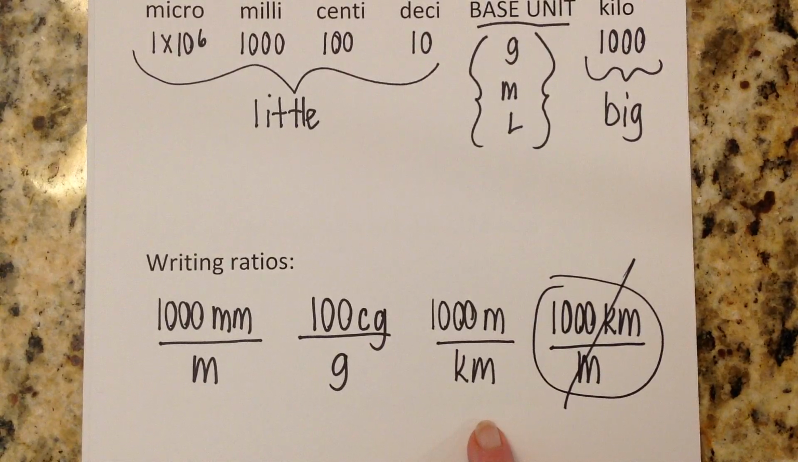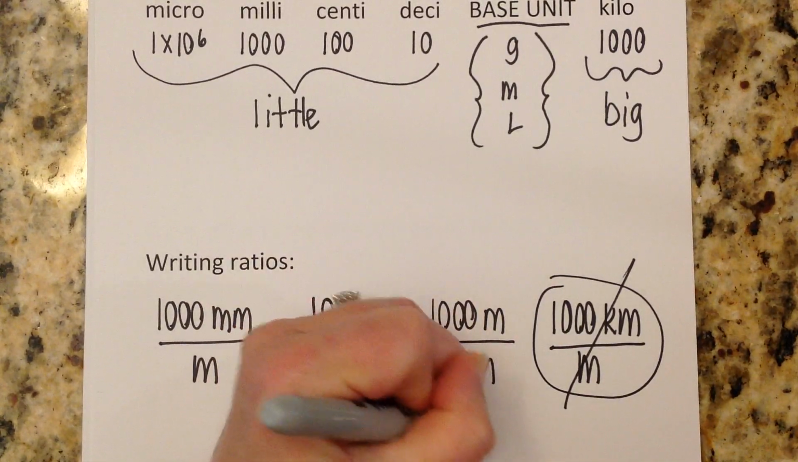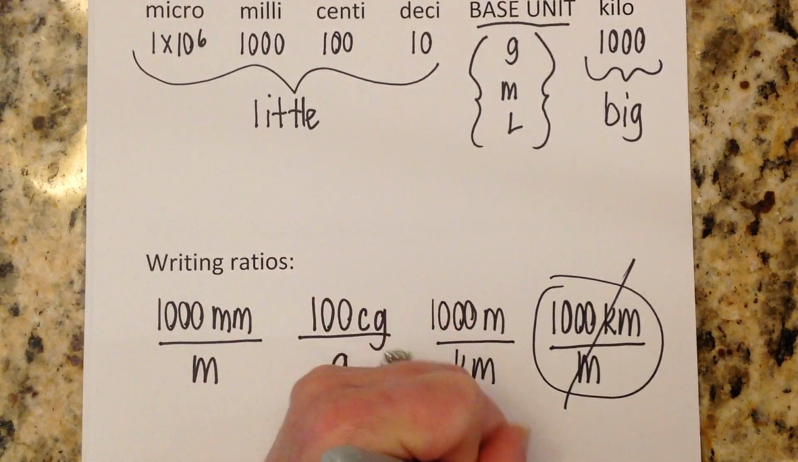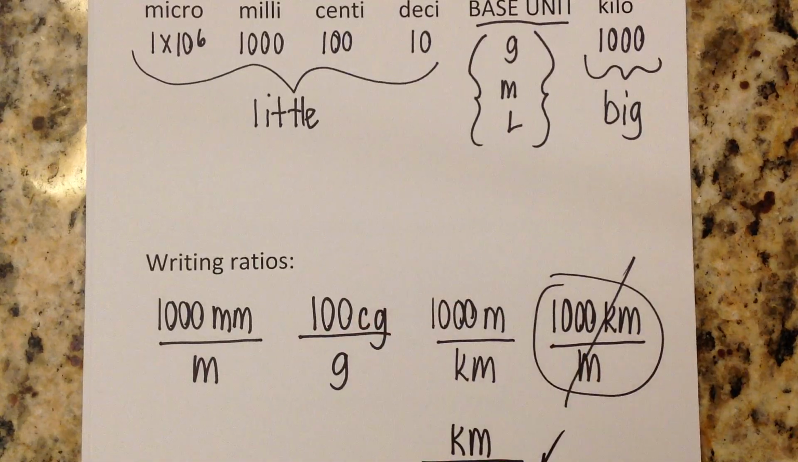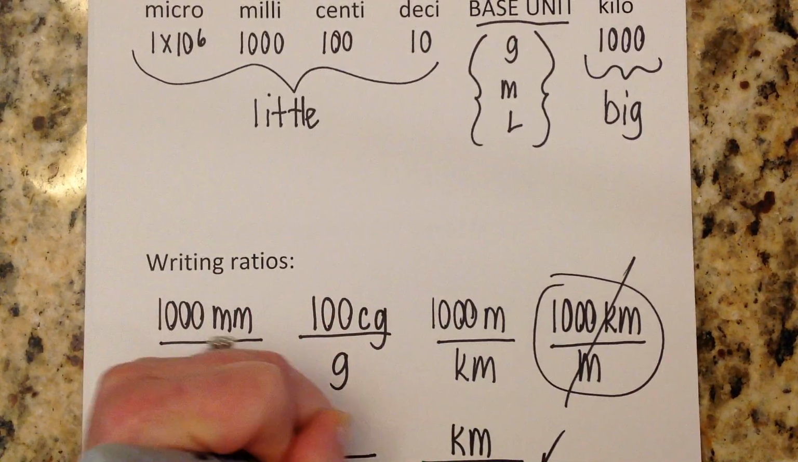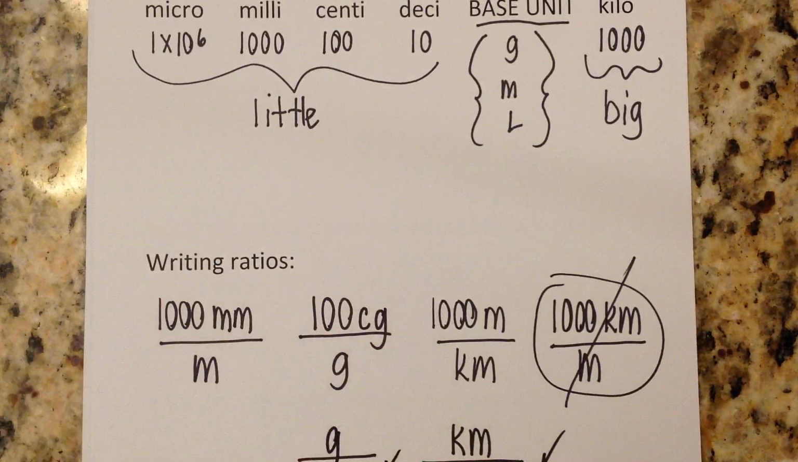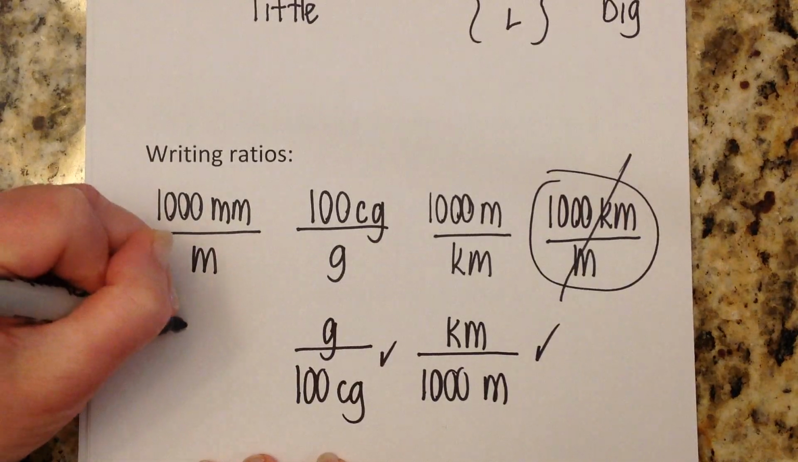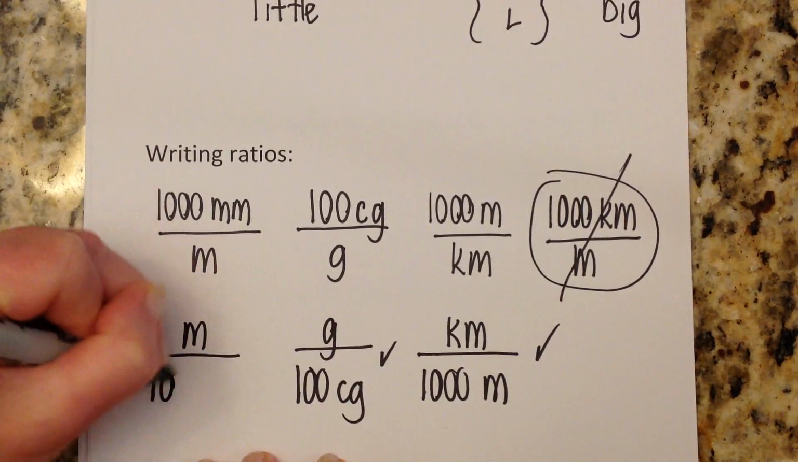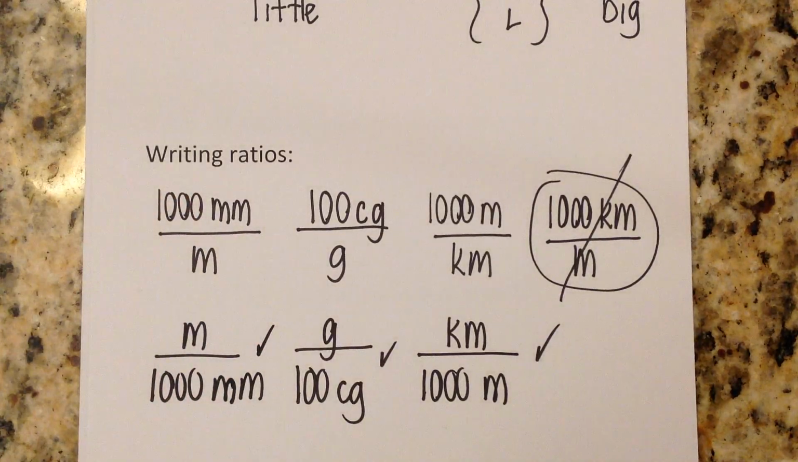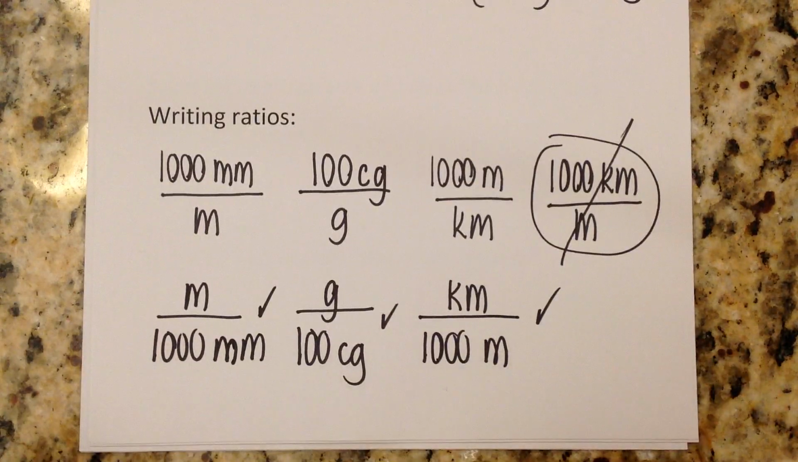However, you can flip the value. You've just got to keep the number with the right unit. I could write a kilometer is 1,000 meters. That's okay. I could write a gram is 100 centigrams. That's true. That's okay. I could write a meter is 1,000 millimeters. Also okay.